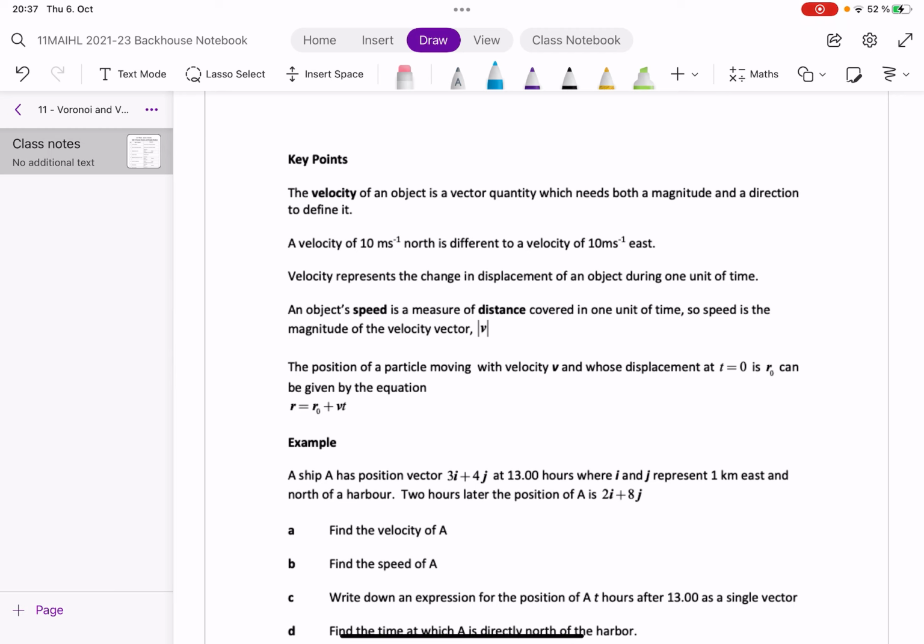Okay, so these are some key points. The velocity of an object is a vector quantity. It needs both a magnitude and a direction to define it. So a velocity of 10 meters per second north is a different velocity to 10 meters per second east. They're the same speed but in different directions. Velocity represents the change in displacement of an object during 1 unit of time. An object's speed is a measure of the distance covered in 1 unit of time. So speed is the magnitude of the velocity vector.